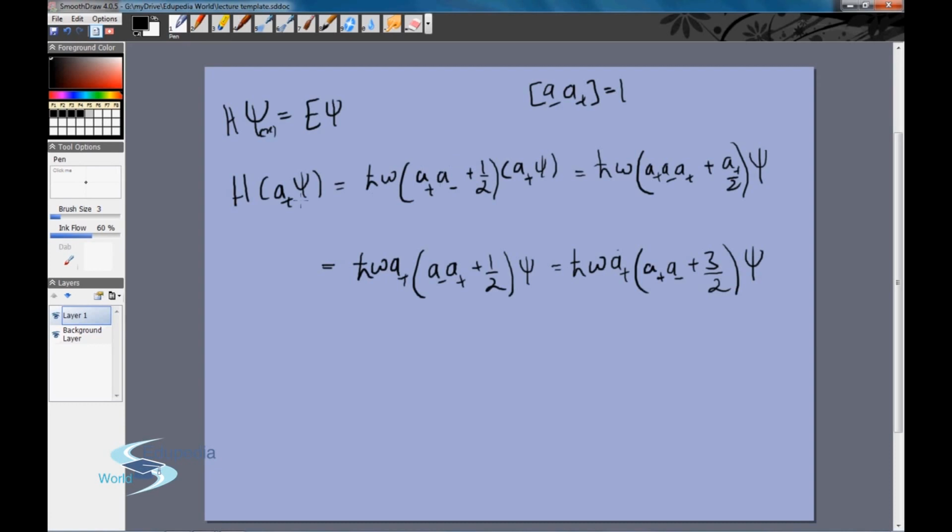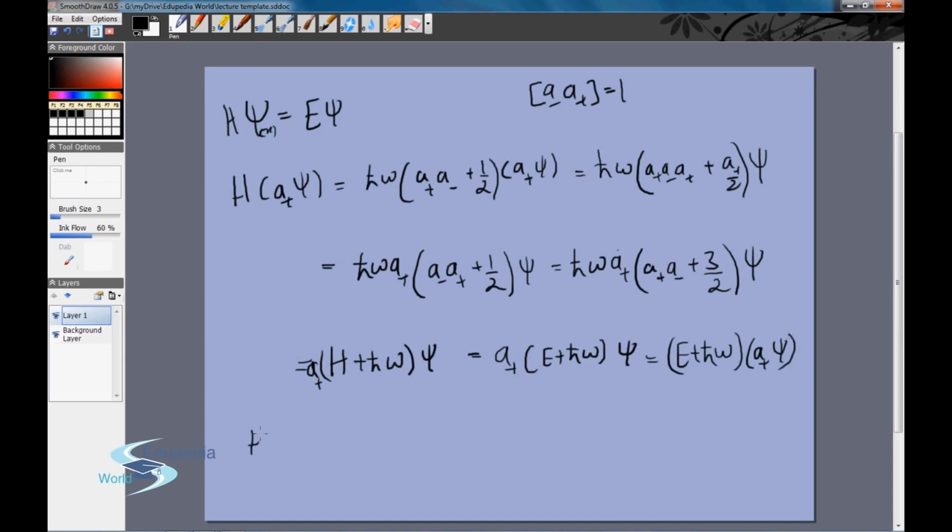Now we'll use the same thing we used here, that the Hamiltonian is h omega times a plus a minus plus half. So what we get is H, which is a plus a minus plus half, and then we have plus 1, so another plus h omega, and a plus times this whole thing psi. And what we know is H psi is equal to E psi, so this tells us this is equal to a plus times E plus h omega times psi. And now E is not an operator anymore, it is just a number, so we can write it as E plus h omega times a plus psi.